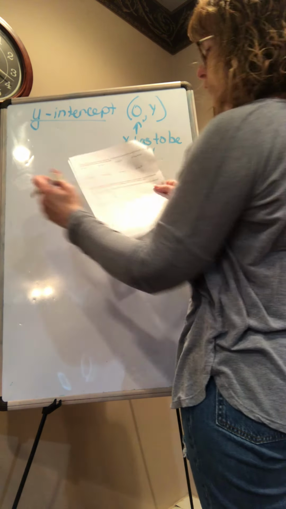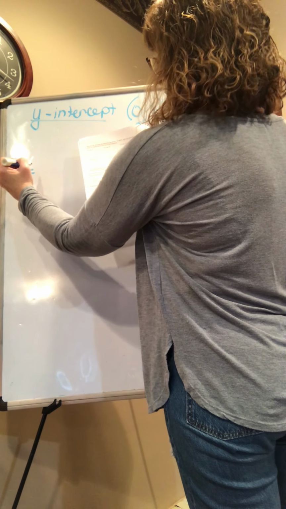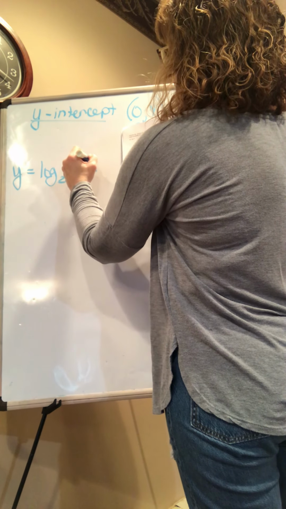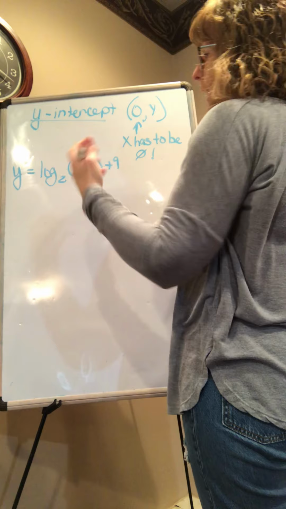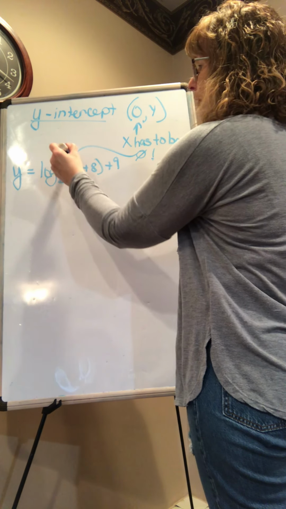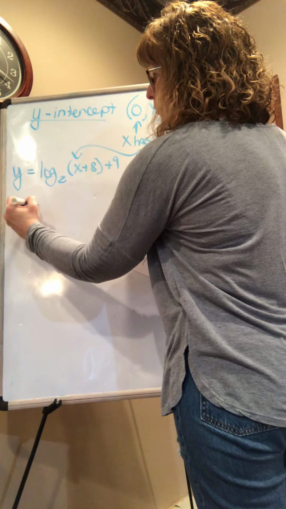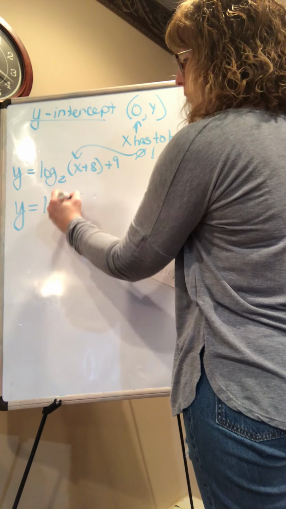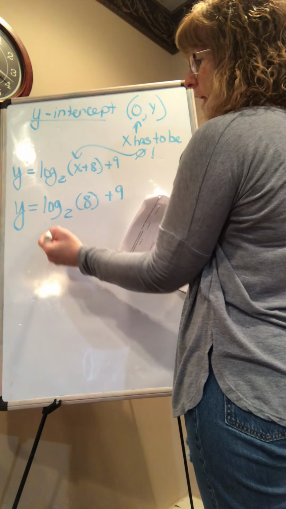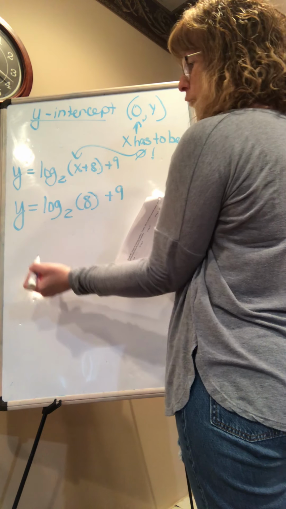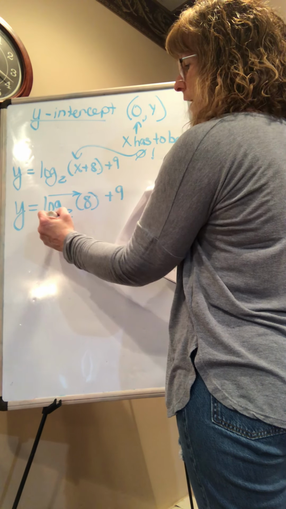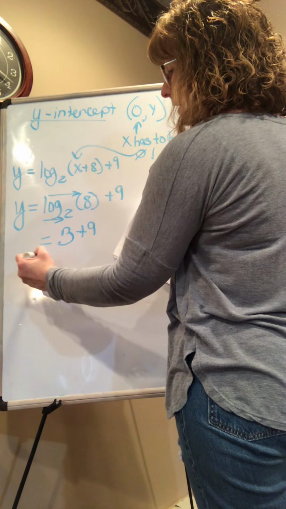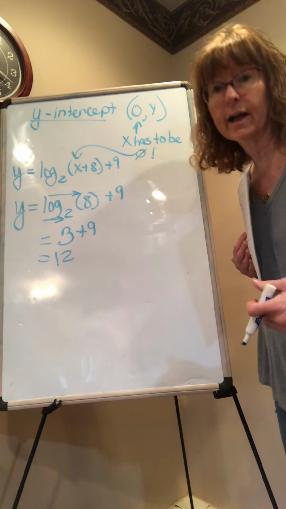So I could take this algebraically, and I can write y equals, and the problem was log base 2 of x plus 8 plus 9. And I could algebraically put 0 in for x. So then this would be, algebraically, log base 2 of 0 plus 8, plus 9. And the log base 2 of 8 we saw before, but again, type in log of 8 divided by the log of 2. You get 3 plus 9 is going to give us 12. So there we are algebraically.